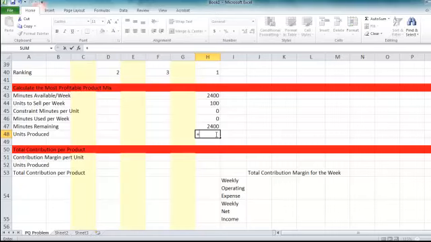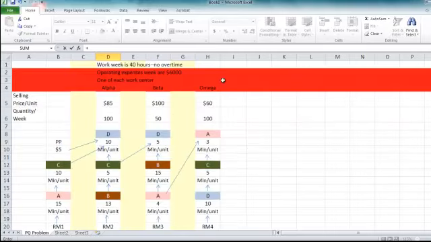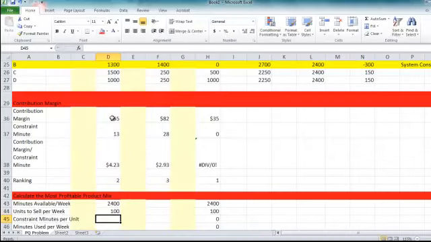Actually, let me get that number from here. Alright, so the second most profitable, I'm going to take that number and put it up here, the minutes available per week. Okay, so that's the second most profitable product, Alpha, and I can sell 100 units a week, and the constraint minutes was 13.